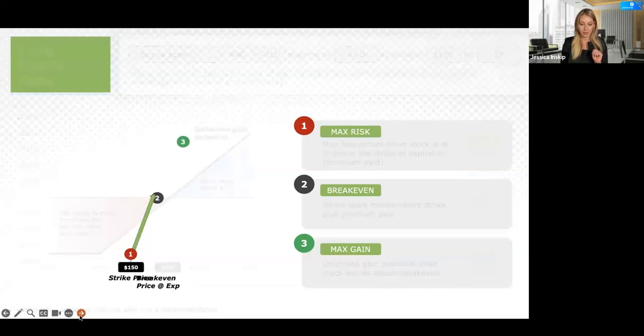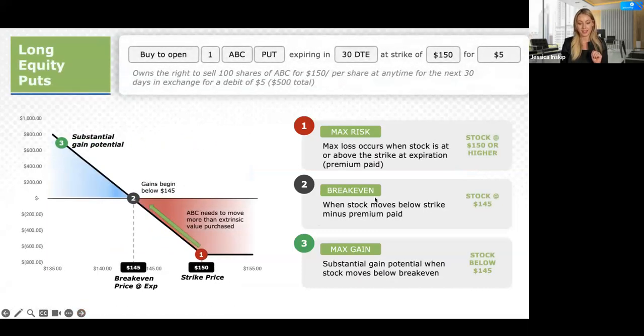Okay. Let's go to the other side. Long equity put. Literally, same thing. We just flip it. And I apologize, I failed to explain the profit and loss charts. You see this flat line.